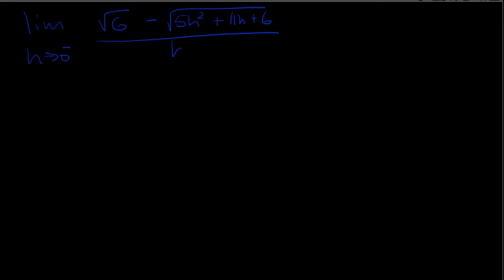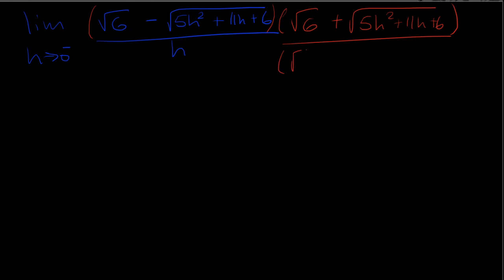So let's say we have the limit as h approaches 0 from the left now of the square root of 6 minus the square root of 5h squared plus 11h plus 6, all over h. So the first step is plug in 0 for h, and you end up getting 0 over 0, just like the last problem. So we're going to multiply by the conjugate of the top. So it's going to be root 6 plus the square root of 5h squared plus 11h plus 6. And we're going to do the same thing at the bottom.